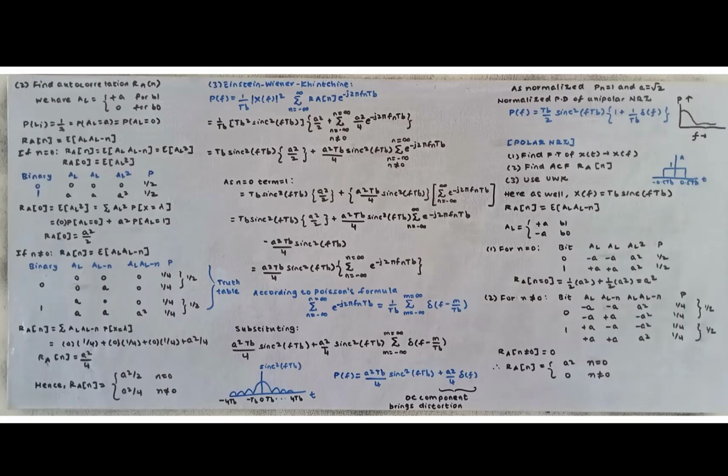The second is polar RZ. Again, the same 3 steps. Find the Fourier transform.